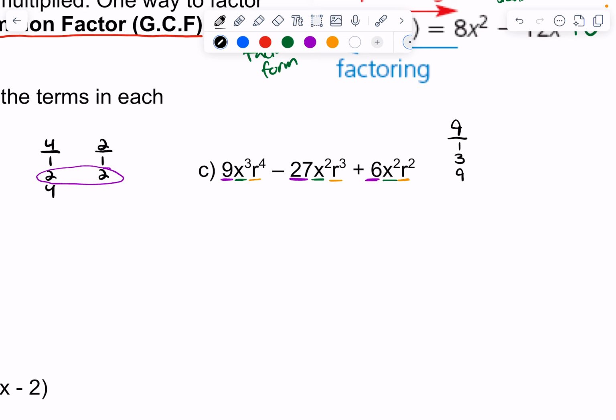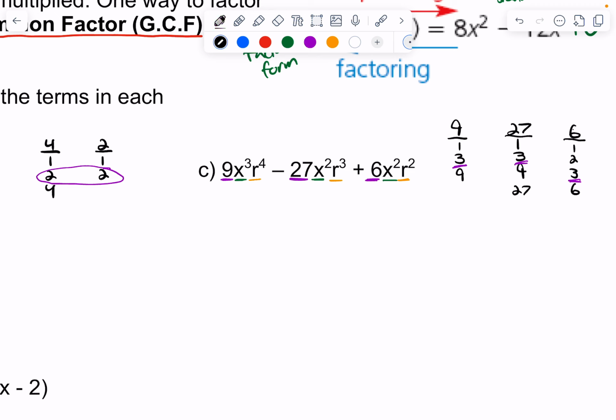Do the same for 27. 27's multiples are 1, 3, 9, 27. Sorry, I also had to check there. And then we have 6. 6's multiples are 1, 2, 3, and 6. So you look to find the common number between all of those numbers. In this case, the one that I see that's common amongst all three of them, the most common and biggest number, is this 3 here.